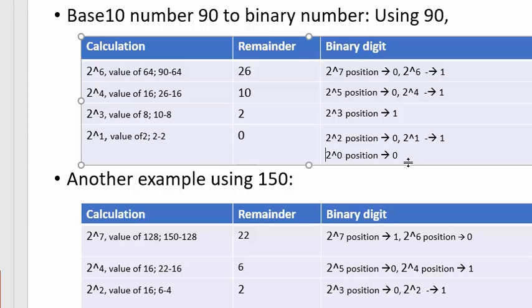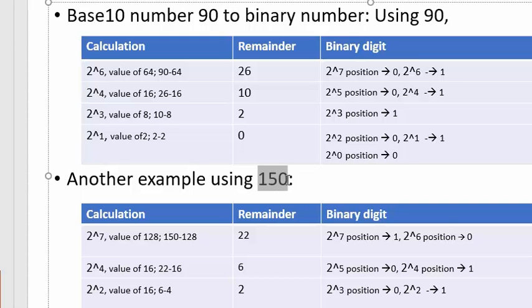So the final answer, from left to right, is 0, 1, 0, 1, 1, 0, 1, 0. That's left to right. Try 150 yourself. And if you have any questions, let me know.